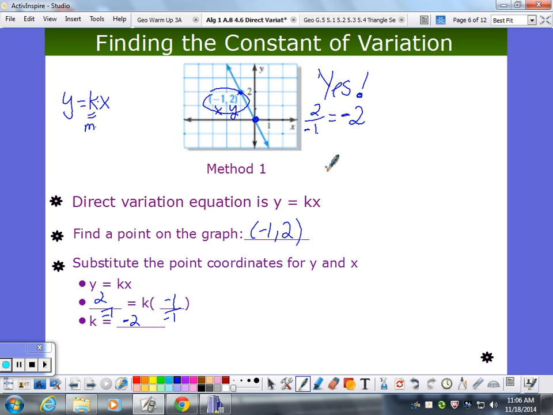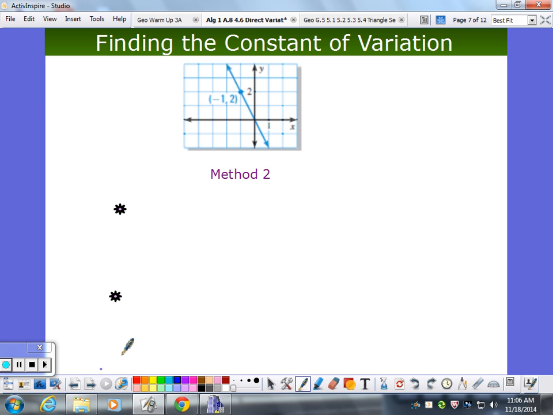If you have a point, let me see, I think that's on the next chart here. Method 2 is basically solving y equals kx for k. Remember our literal equations. How do I solve this for k? Divide by x, right? k is y over x.